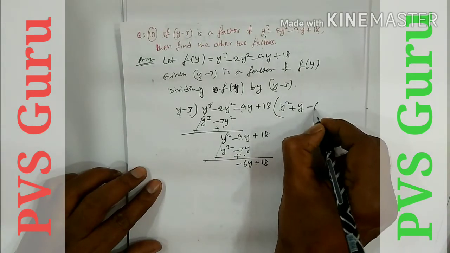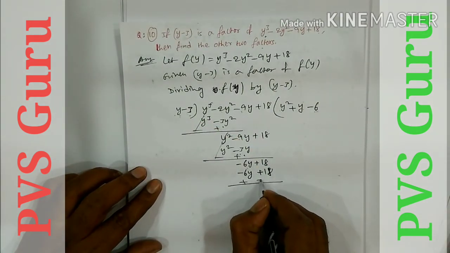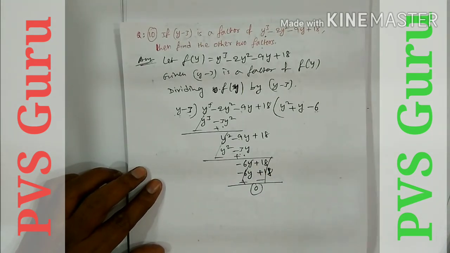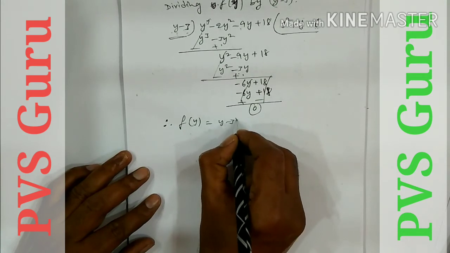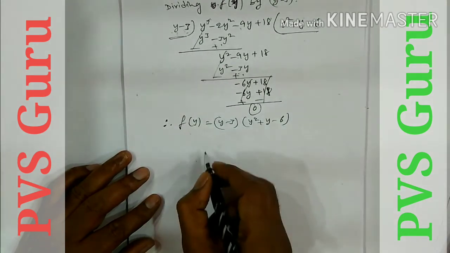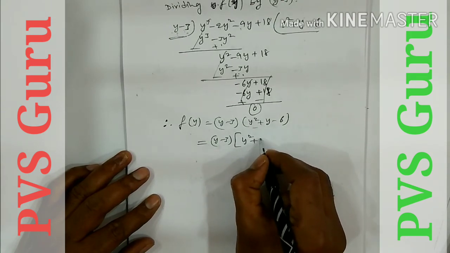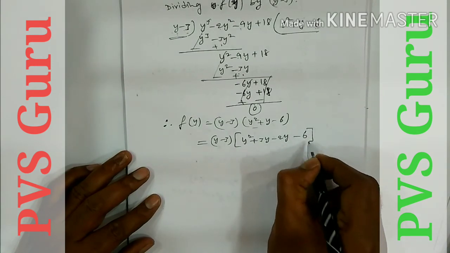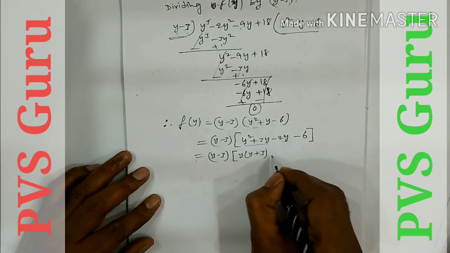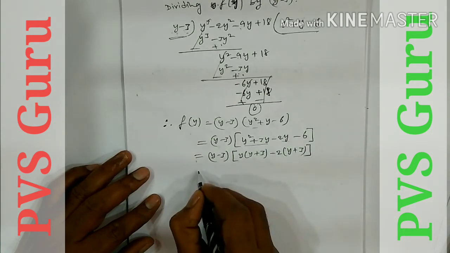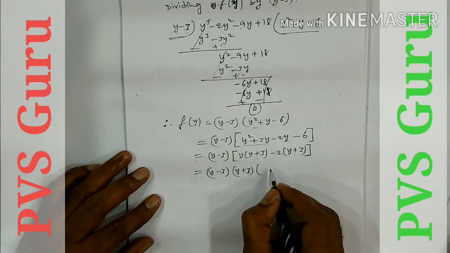Here you take minus 6: minus 6 into y is minus 6y, minus 6 into minus 3 is plus 18. Here it is plus minus, these two cancel. Remainder is 0. Therefore f of y is equal to y minus 3 into y square plus y minus 6. By factorizing this, y square plus 3y minus 2y minus 6. In these two y is common, y plus 3, in these two minus 2 is common, y plus 3. Y plus 3 is common, remaining terms are y minus 2.